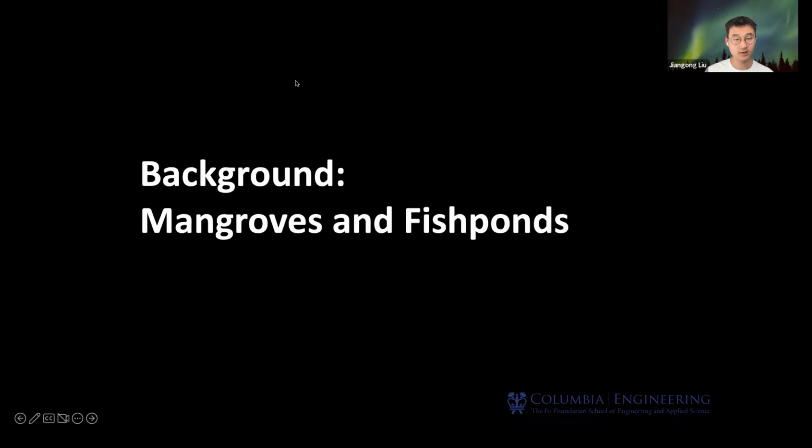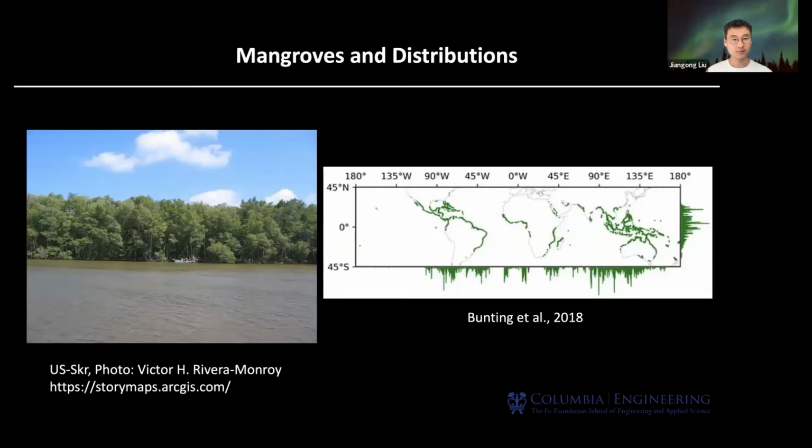First of all, a bit about the background of mangroves and fish ponds. Mangrove trees grow along the coastlines. From the picture on the left, we can see an experimental site in Florida. For most of the time, we can find mangrove trees in the tropical and subtropical regions.